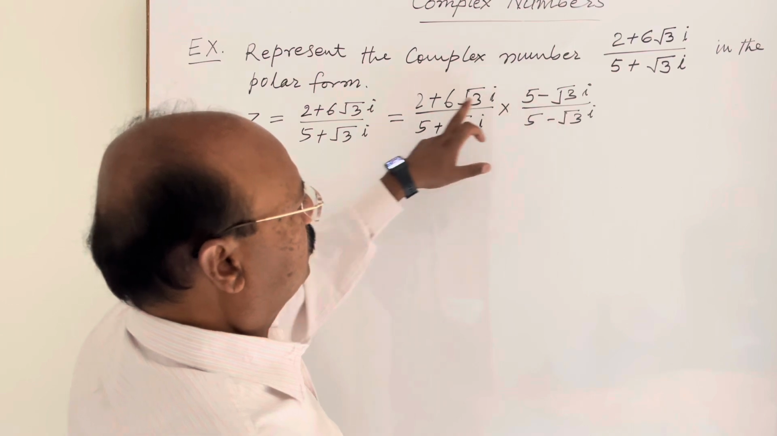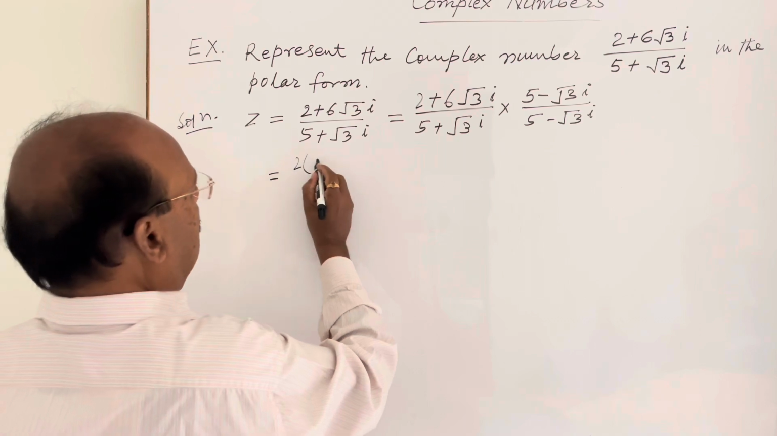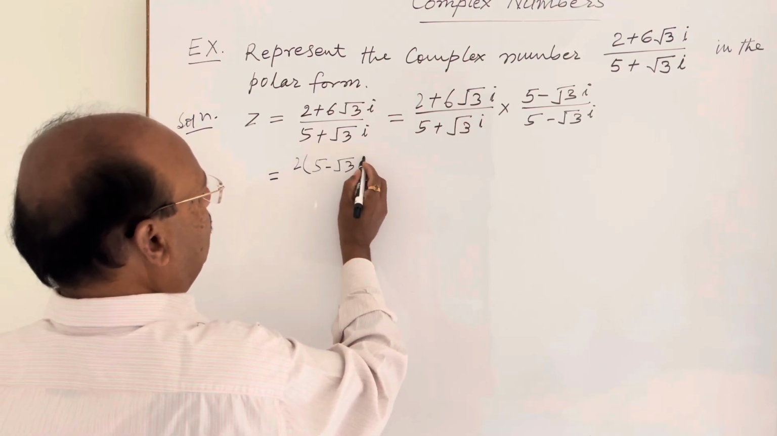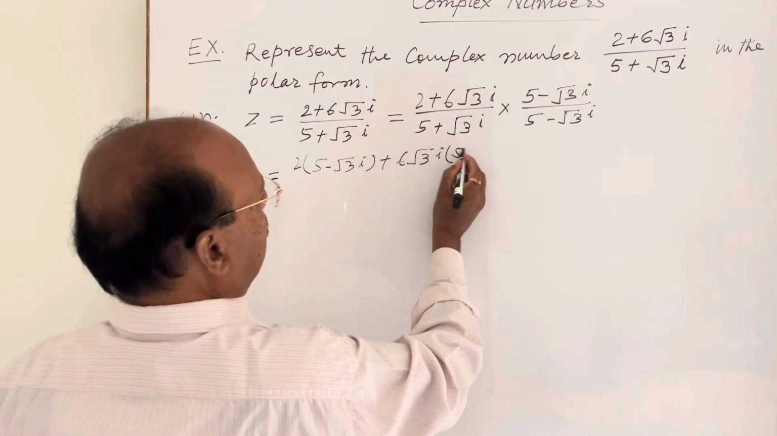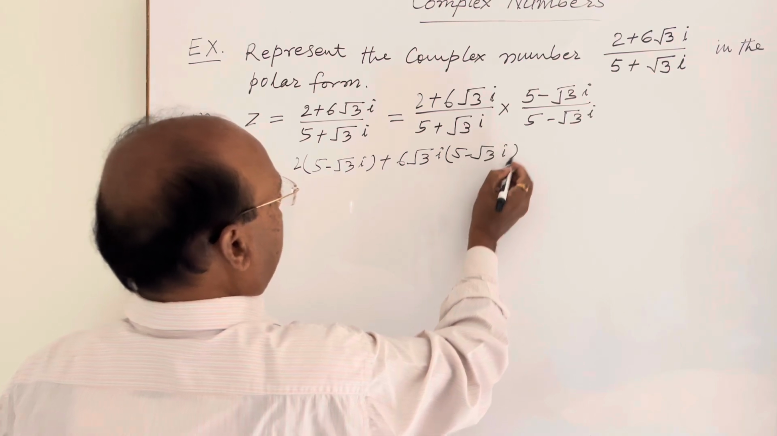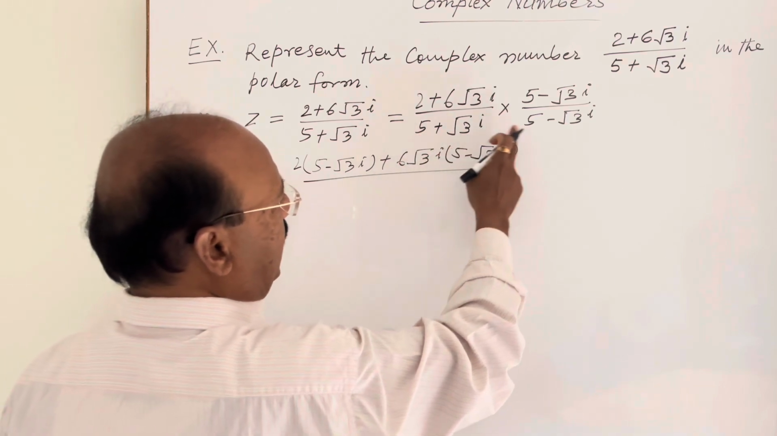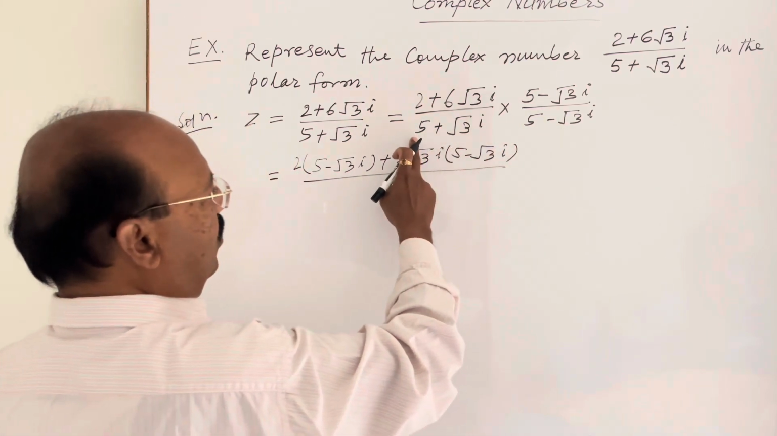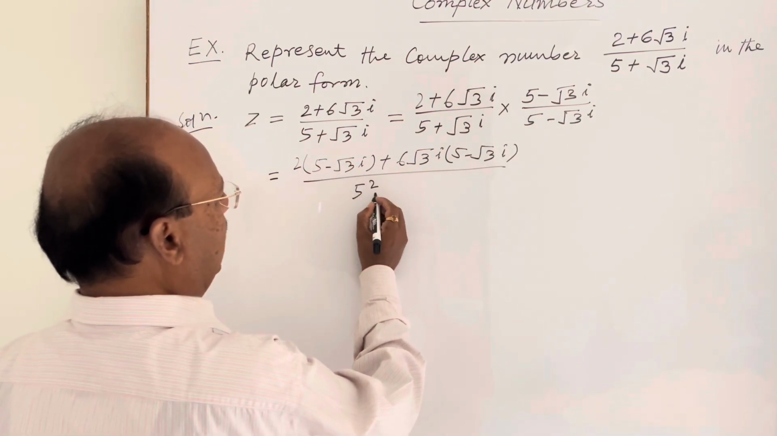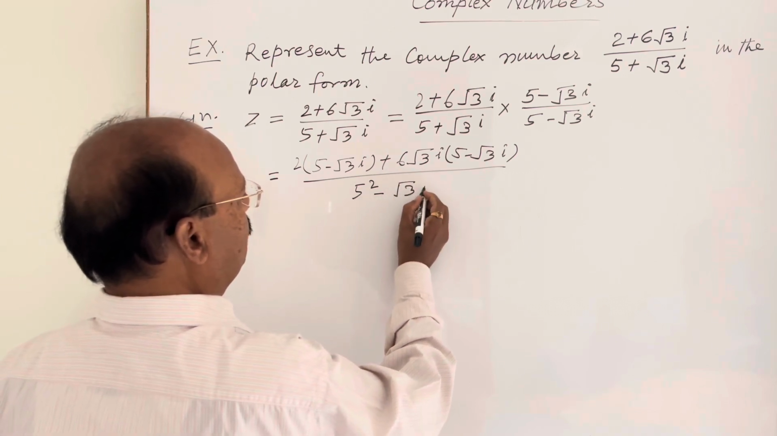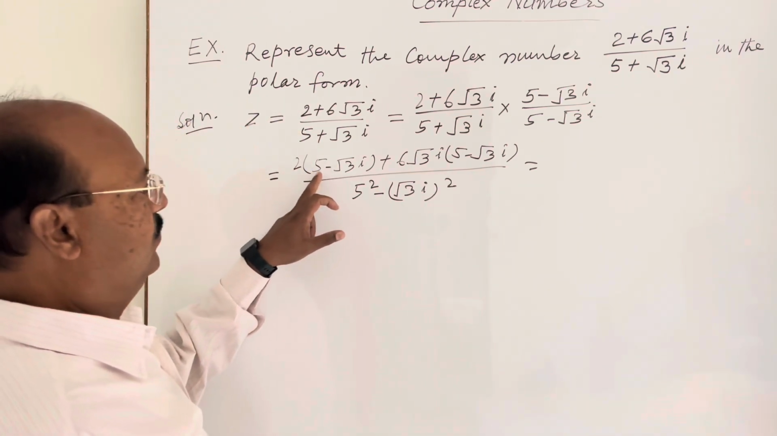These two numerators will be multiplied together. So 2 into (5 − √3i) plus 6√3i into (5 − √3i). Similarly, in the denominator also, this is (5 + √3i)(5 − √3i). This is in the form of (a + b)(a − b), which is equal to a square minus b square, means 5 square minus (√3i) whole square.